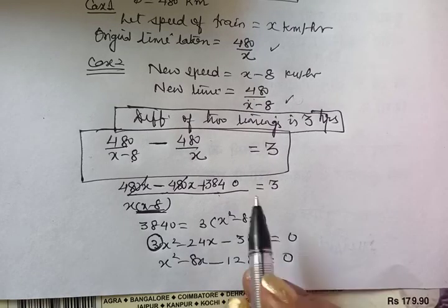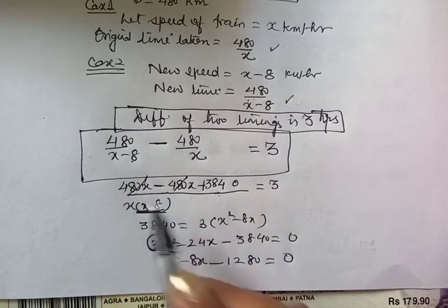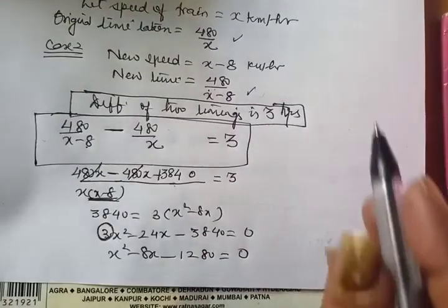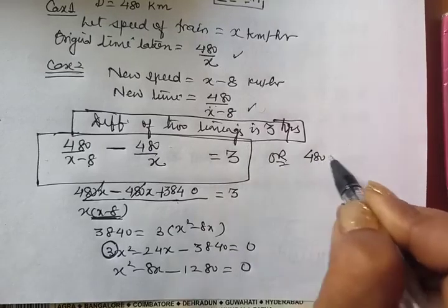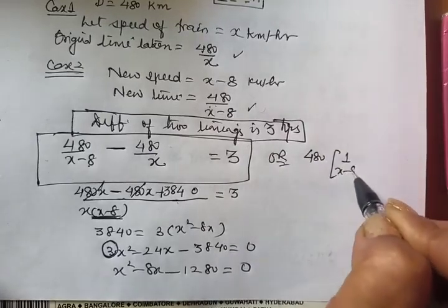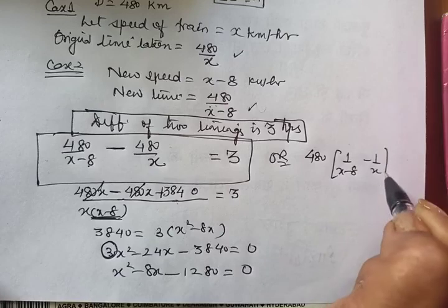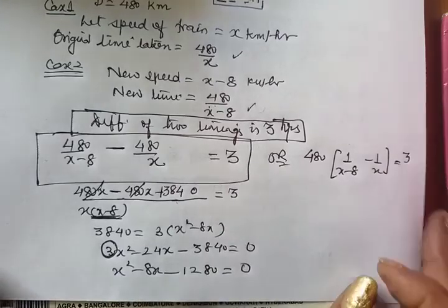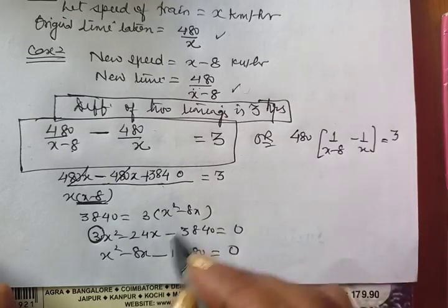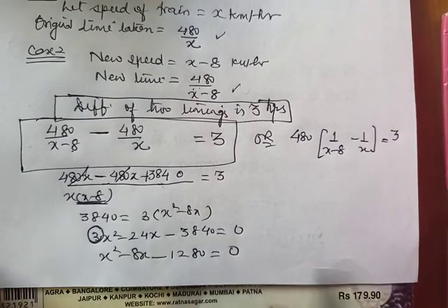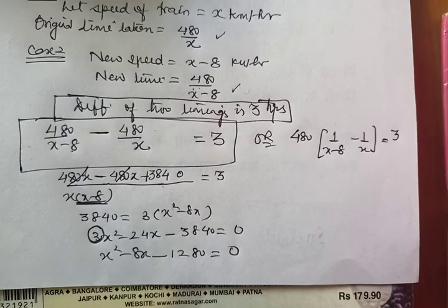And if you take 480 common here, your calculations will become very easy. Just see how we are going to do it. If I take 480 common, I get 1 over x minus 8 minus 1 over x is equal to 3. So in this way calculation becomes even easier, right. So you can solve it and you will get the same thing. So this is all for exercise 4.1.